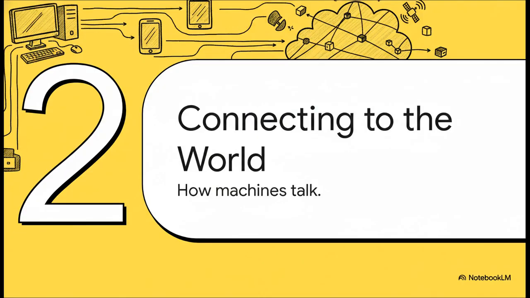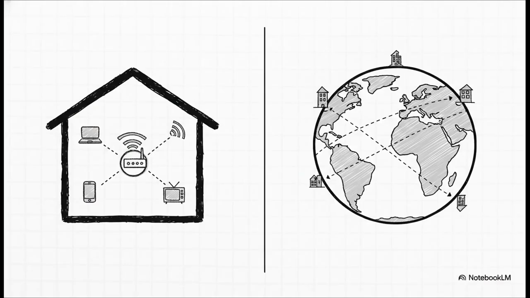Okay, so we've built our computer. Awesome. Now, how does it talk to the outside world? Let's dive into how these machines connect to each other and to the internet. We can start with two basic types of networks. Your Wi-Fi at home, that's a LAN, a local area network. It just connects all the devices in your house. The internet, though, is the ultimate WAN, a wide area network, connecting literally billions of devices across the entire globe. It's a massive difference in scale.